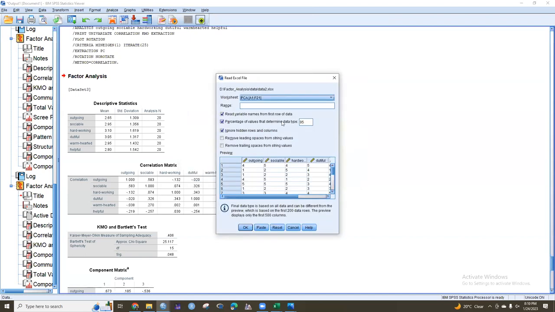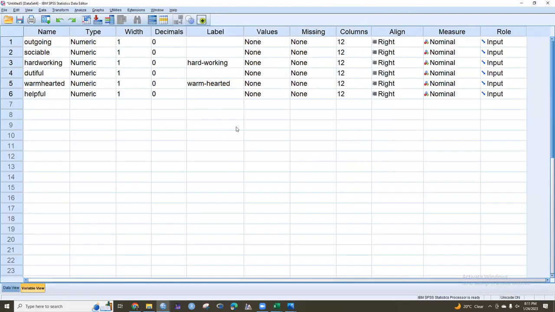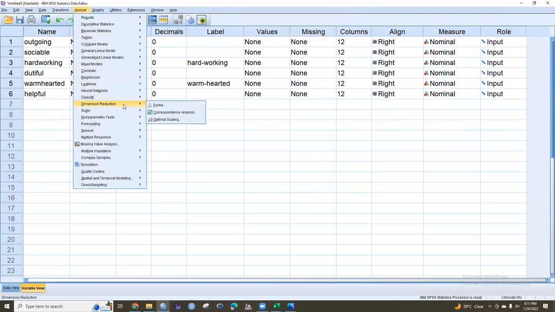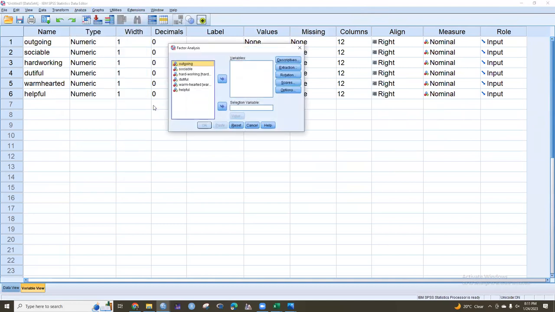When you click open, the window will show you like this. If you see the preview of the data over here and everything is fine, just click OK. So your data will be loaded. Regarding the factor analysis part, again you go to Analyze, then Dimension Reduction, and then Factor. Select all these data over here.